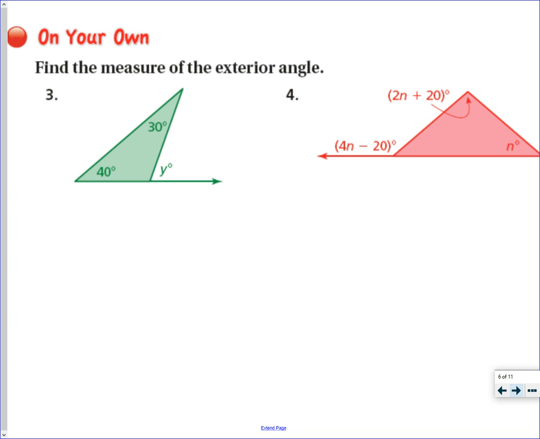Number 3 is fine. Number 4 would take a little bit more work. Number 3, I would hope that you could look at this now and say, oh, well, y equals 70, right? It's just 40 plus 30. That's easy. Number 4, we're going to need an equation here.